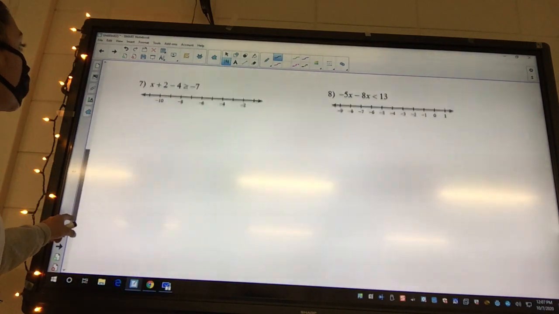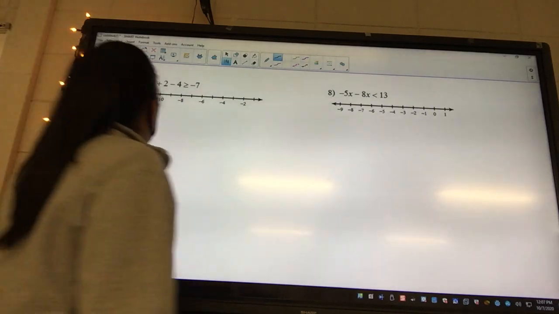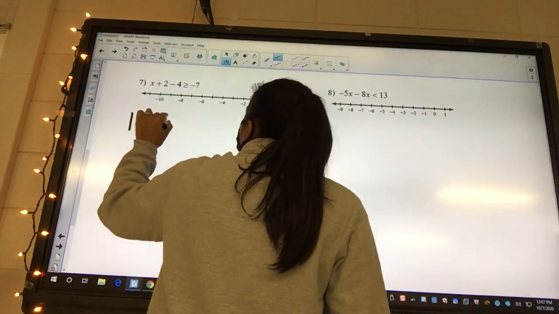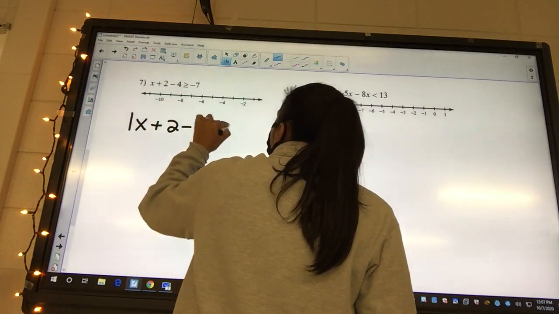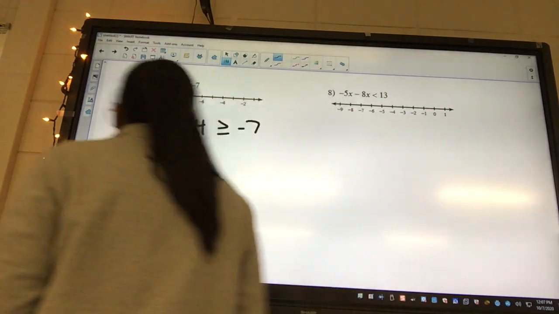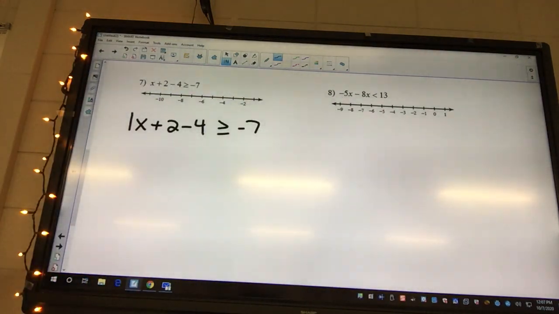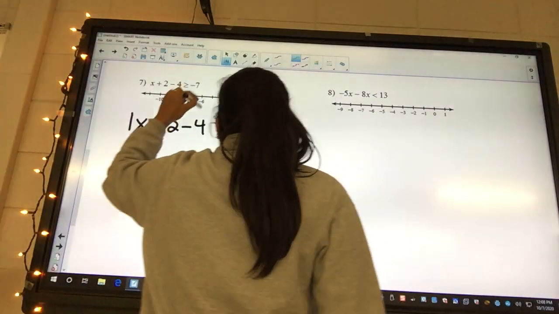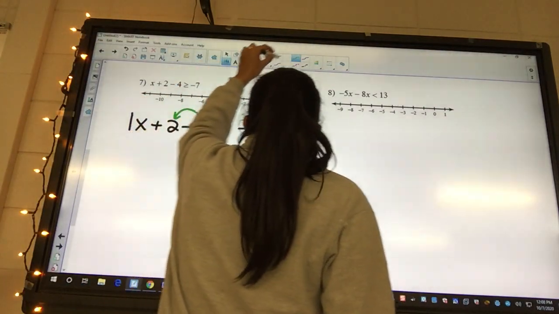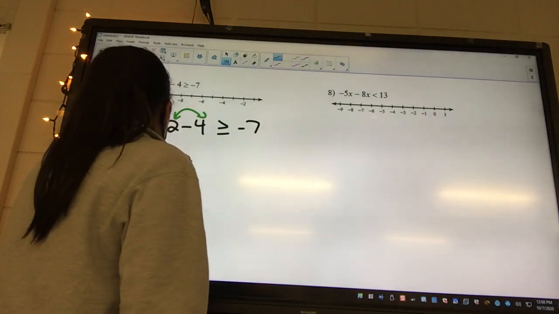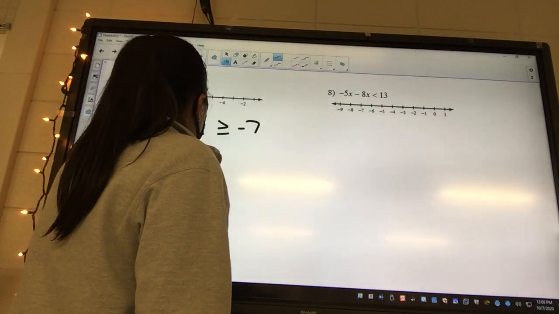Okay, 7. Okay, so I got 1x. I'm putting a 1 in front of there. Plus 2 minus 4. Do we need to distribute? No. Okay, what's our next step? Combine like terms. What can we combine? The 2 and the 4. Okay, so I have a plus 2 and a minus 4. It's going to give me a negative 2.